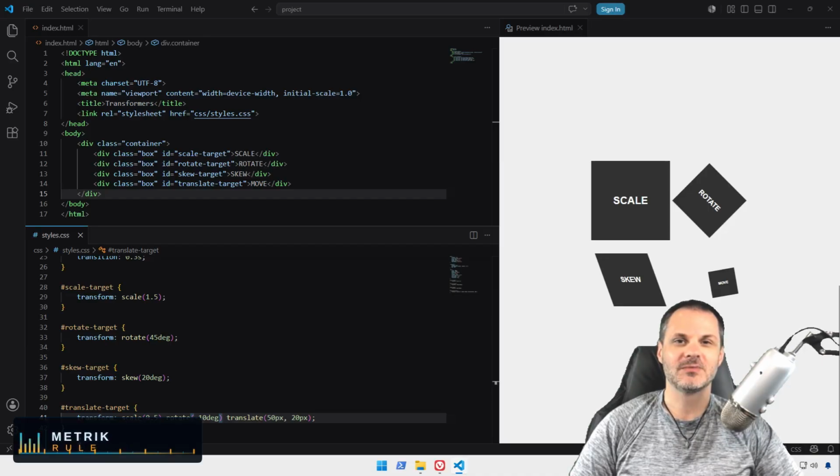CSS transforms are a gateway to incredible visual effects. They are the building blocks of animation and complex interfaces. Yes, reality is just a collection of variables. Once you learn how to manipulate them, you control everything.